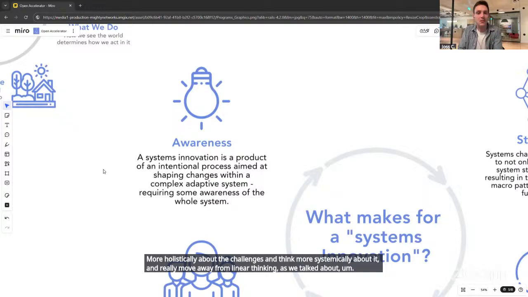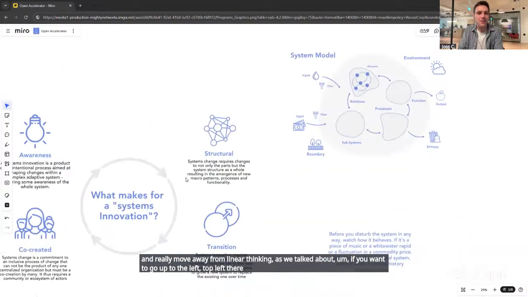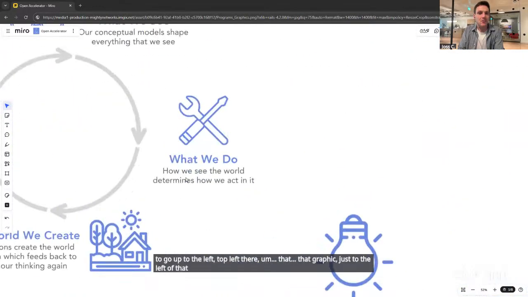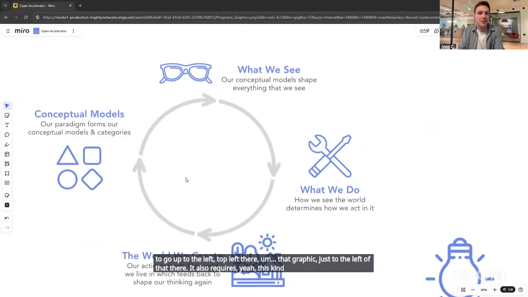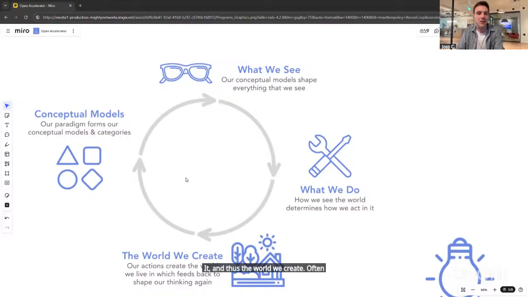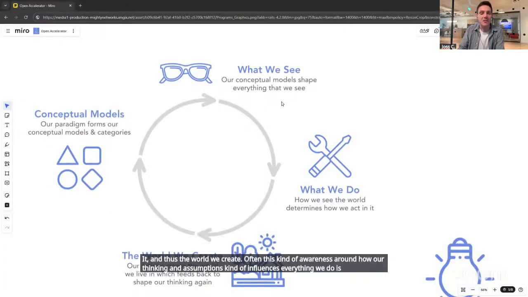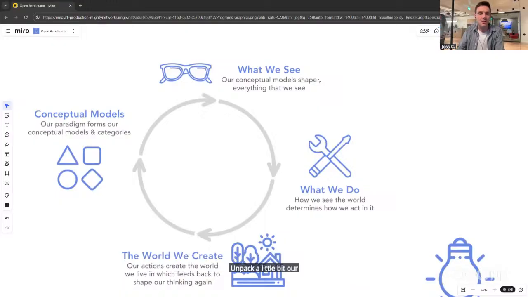Maybe you want to go up to the top left there, that graphic just to the left of that. It also requires this kind of reflexive thinking, right? Starting to understand how our mental models are shaping how we see the world and how we go about managing and designing it, and thus the world we create. Often this awareness of how our thinking and assumptions influence everything we do is not present. A lot of our challenges and issues come from our way of thinking and perpetuating that. So we've got to unpack our reductionist assumptions a little bit.